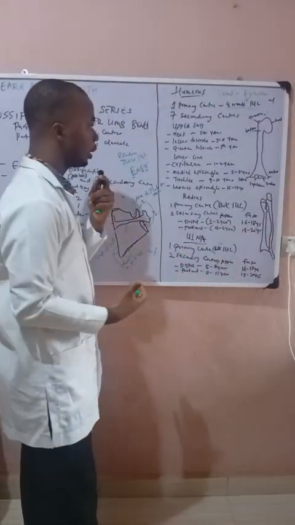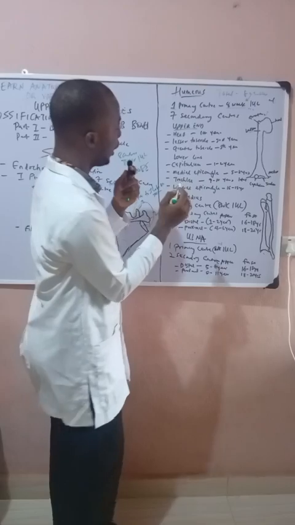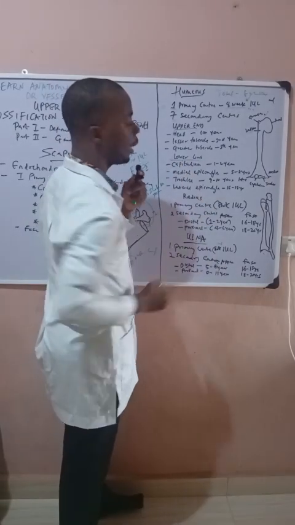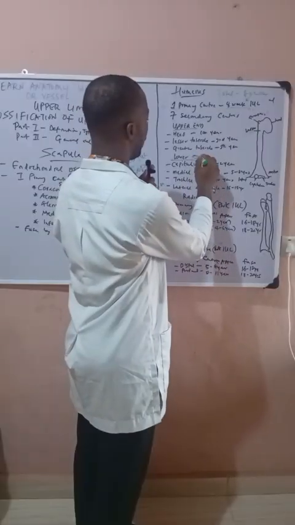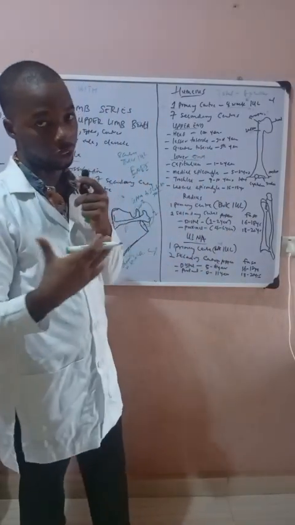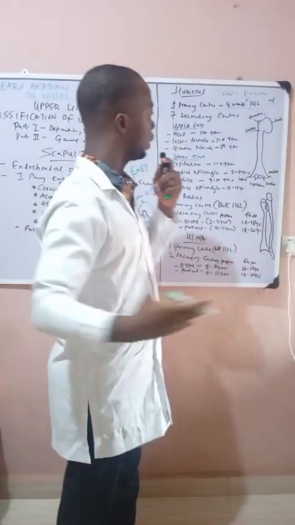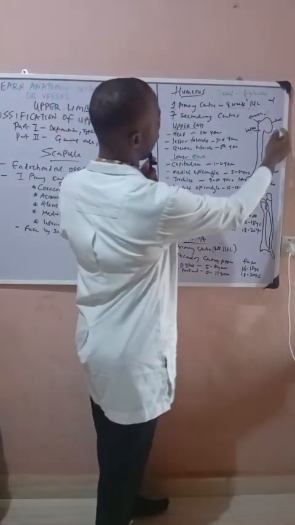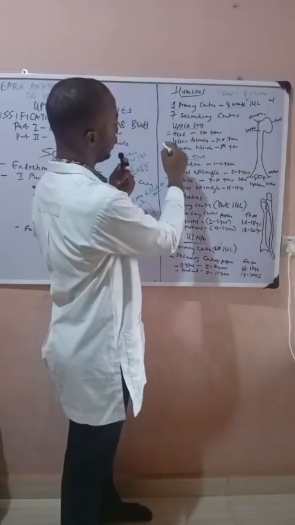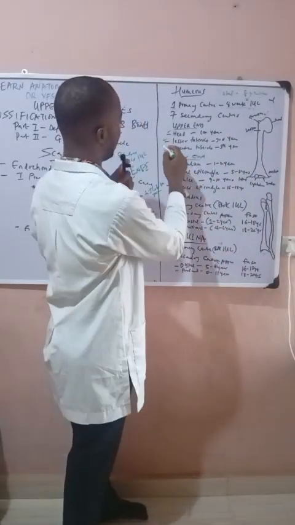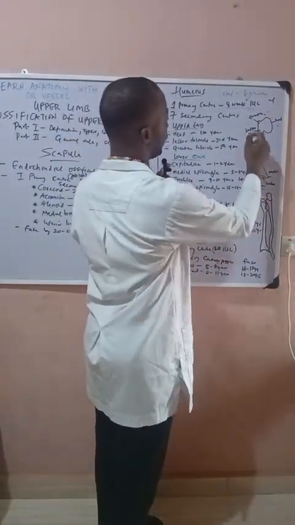Now, the secondary centers can be located at the upper end, as I told you, and the lower end, because the secondary centers form the epiphysis, and the epiphyses are the ends of the bone. Now, at the upper end, it is seen in the head of the humerus, in the lesser tubercle, and in the greater tubercle. The head, the lesser tubercle, and the greater tubercle.